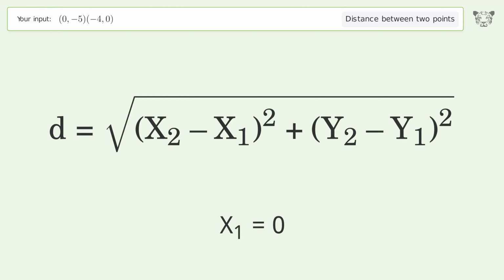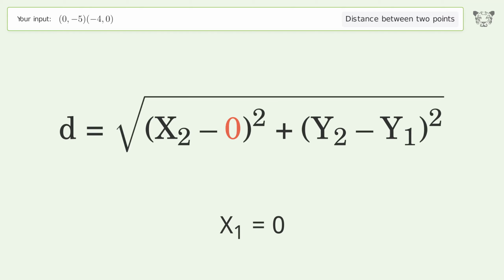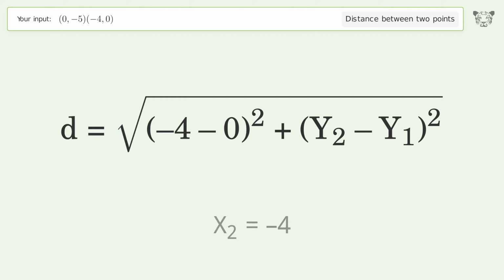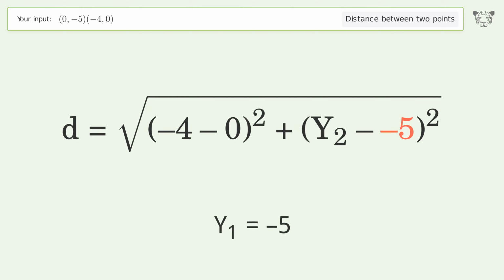x1 equals 0. x2 equals -4. y1 equals -5. y2 equals 0.